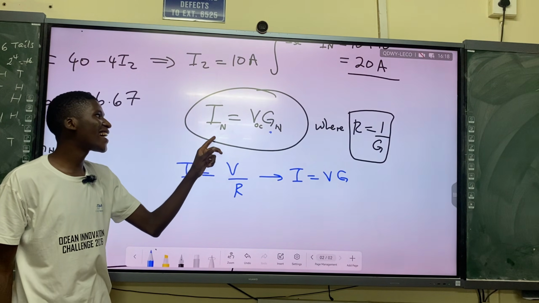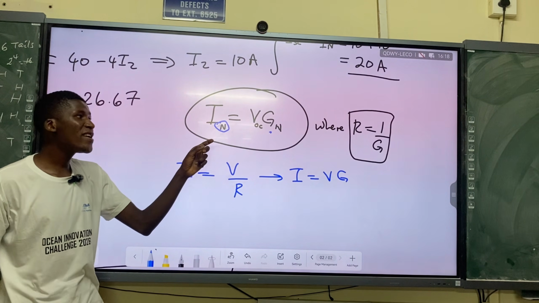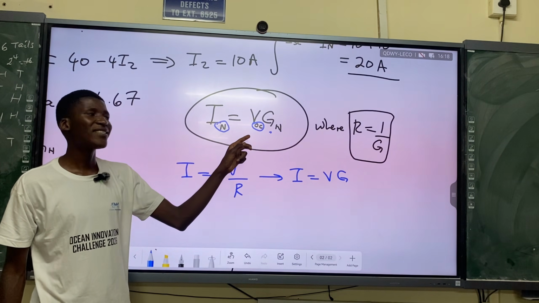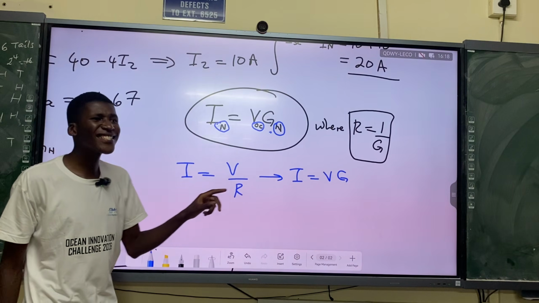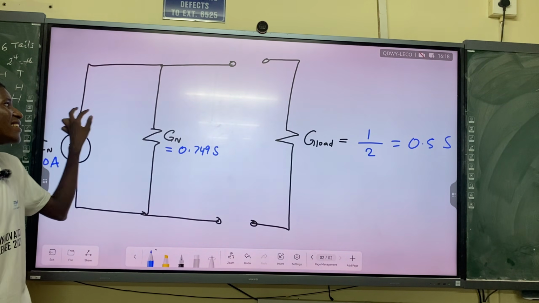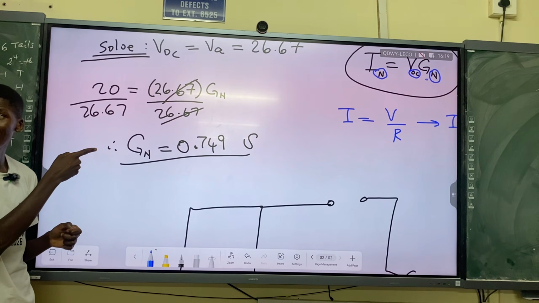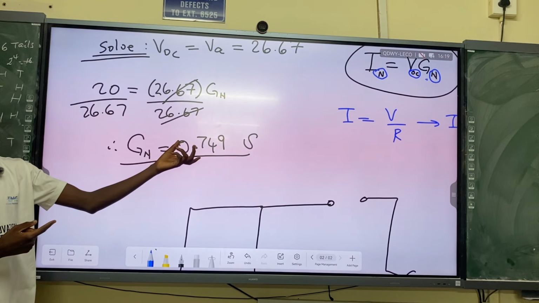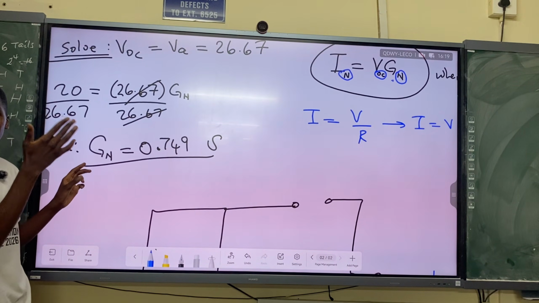In this case, we know we have Norton's current, ISC. It means that we are going to use the open circuit voltage times the Norton's conductance. We have found our Norton's conductance, which is 0.749. Here is the Norton's conductance we have found, and we have the Norton's current, which is ISC, the short circuit current.